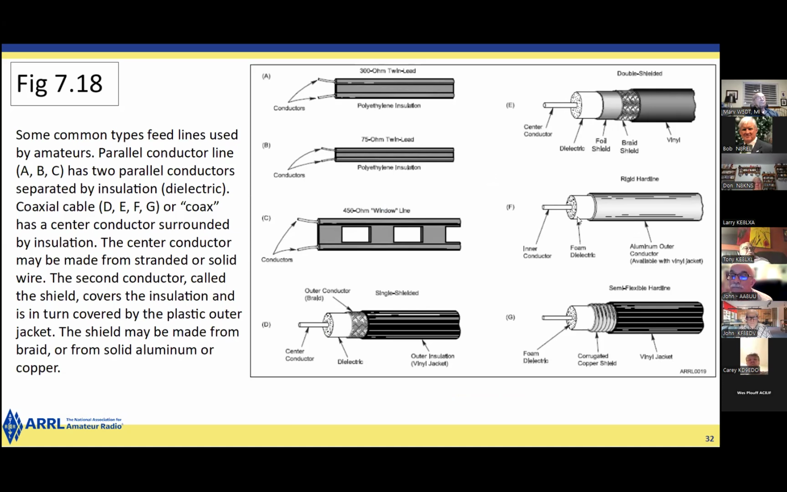Hard line. So with coax, you've got the center conductor, you've got a dielectric, an outer conductor, and a jacket of some material, the vinyl.